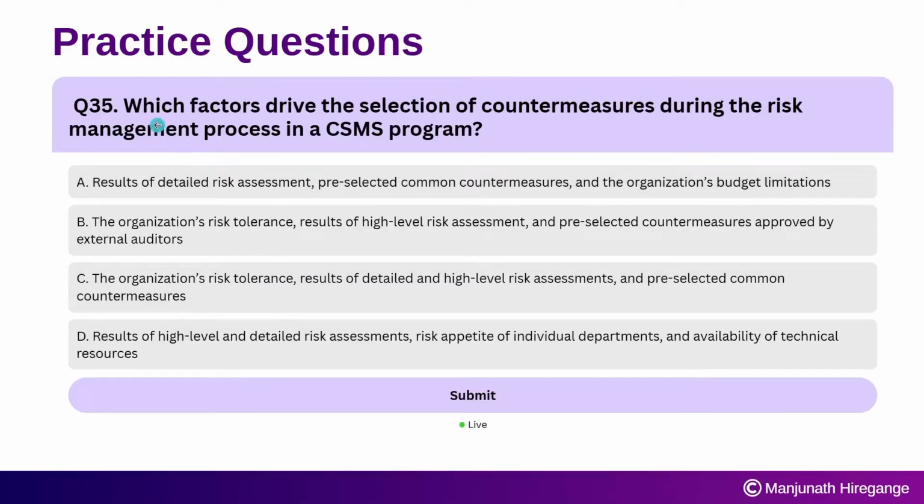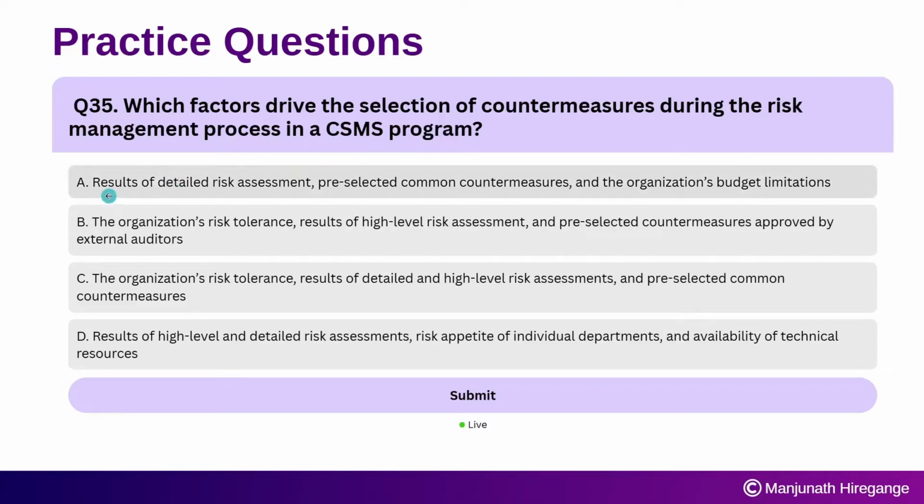Question number 35. Which factors drive the selection of countermeasures during the risk management processes in a CSMS program? So which factors drive the selection of countermeasures? This is the key word here: selection of countermeasures during the risk management process. But we are talking about the CSMS program. Remember, I am talking about IEC 62443 here. When I prepared this question, you might face similar types of questions in the real exam also, but they might have mentioned IEC 62443.